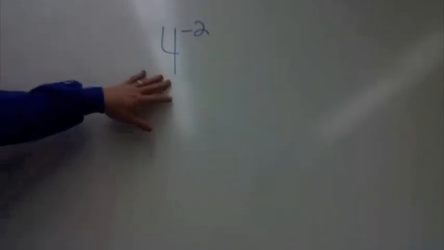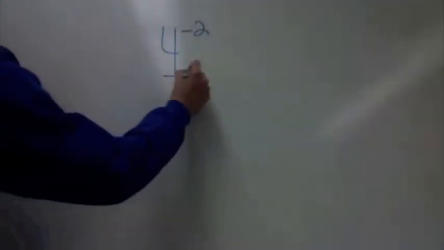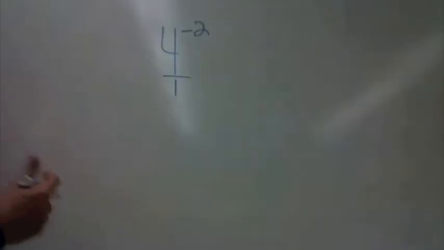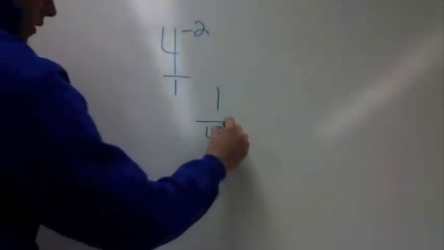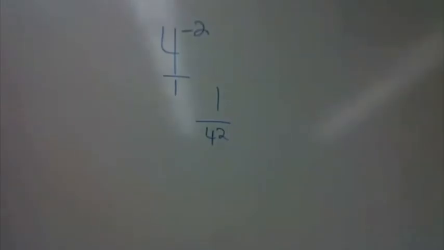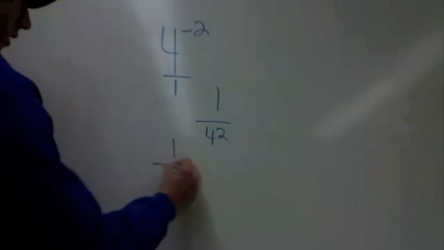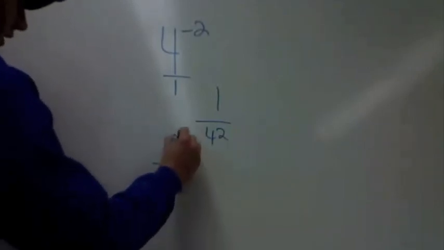Okay, question 8 says simplify, and there are 3 different parts. There's an A, a B, and a C. So we'll start off with A, 4 to the negative 2 power. And what we know is, anytime we have a negative power, we're basically just going to flip it. Since 4 is 4 over 1, we're going to flip that and make it 1 over 4 squared. Now we're not finished yet. From here we need to square the 4. So our final answer is 1 over 16.